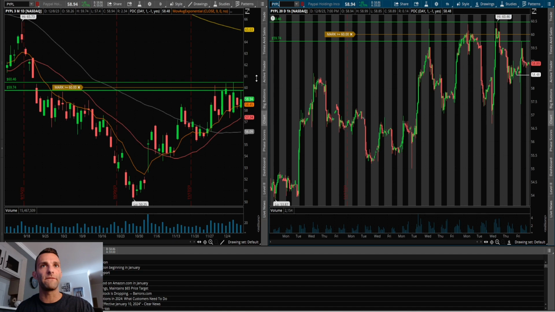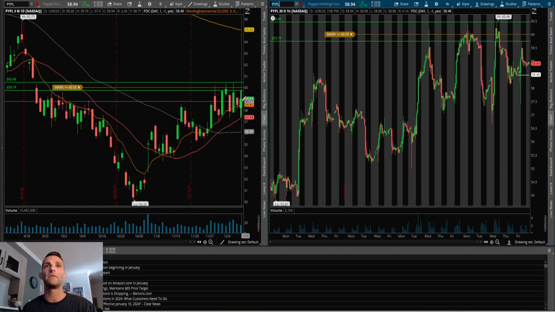Now let's get into PayPal. This is not necessarily my favorite setup. I do have an alert set on this because it's not going to be something that I'm watching every single day. If I hear the alert go off, I will flip over to PayPal and check it out. But really just looking at this consolidation, it's not necessarily the cleanest, but it is going sideways. And we've had a little bit of resistance right around 60, call it from 60 to 60.50.